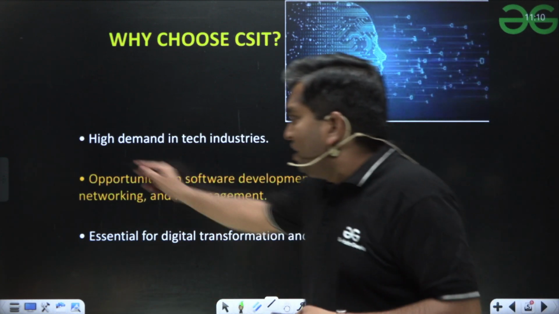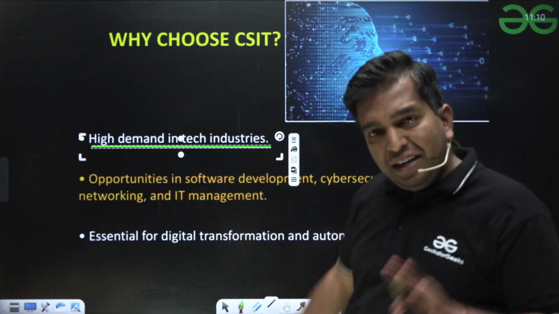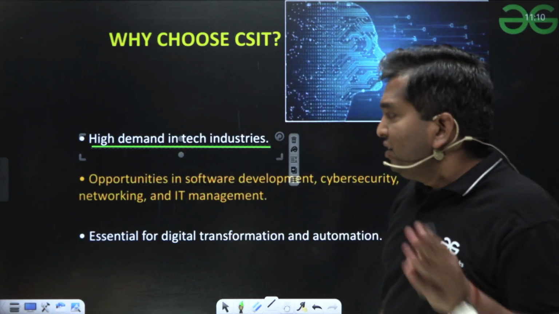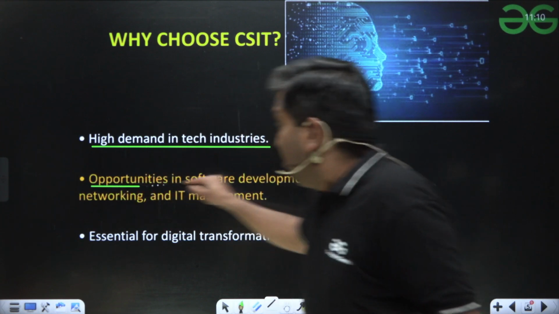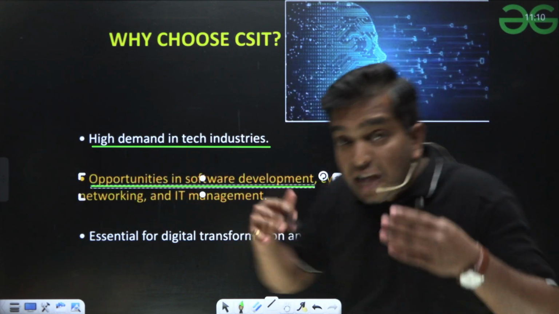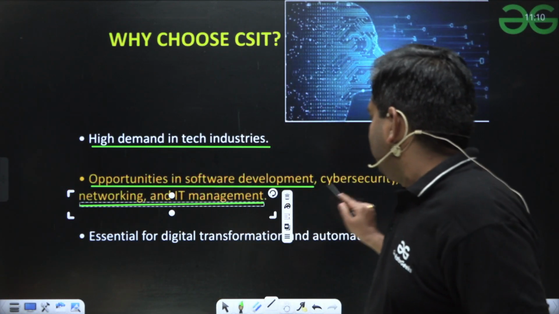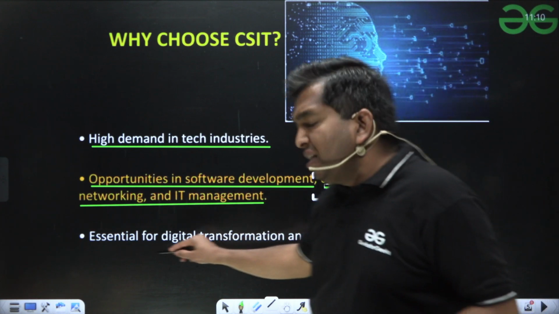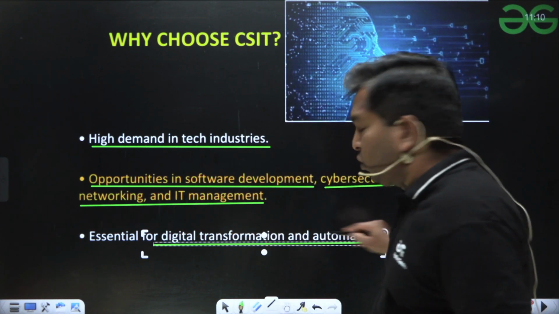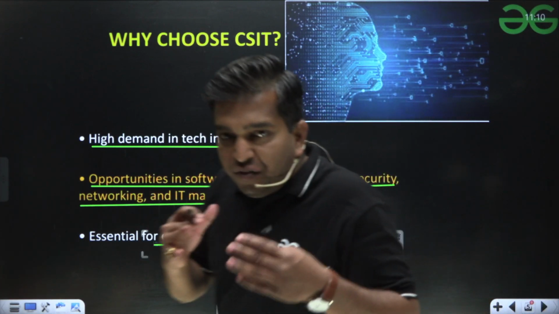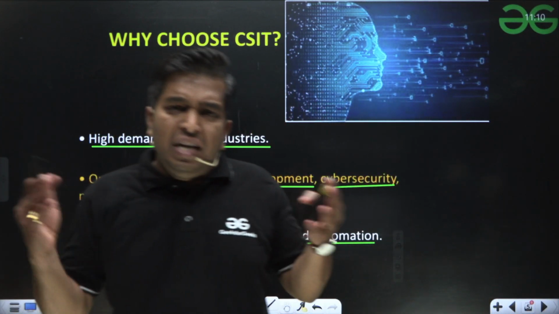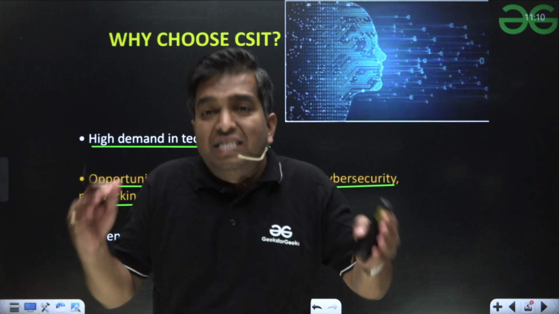You know very well that CS has high demand in tech industries. In the technical field there is high demand, especially in software development, cybersecurity, networking and IT management. These are focused on digital transformation and automation. But whenever we are talking about DA, it is used for business intelligence and business analytics, each and everything.